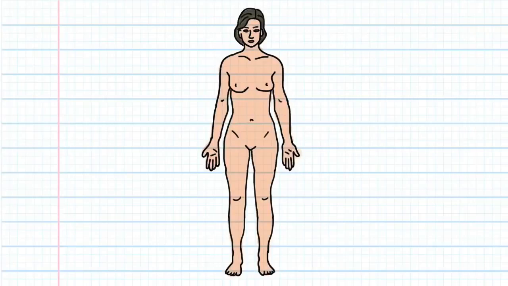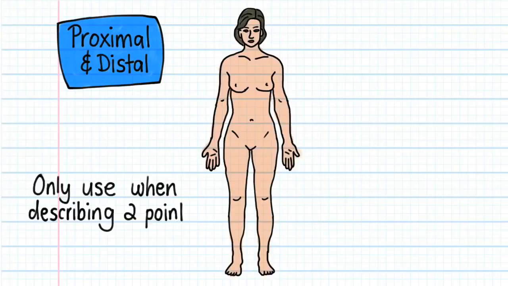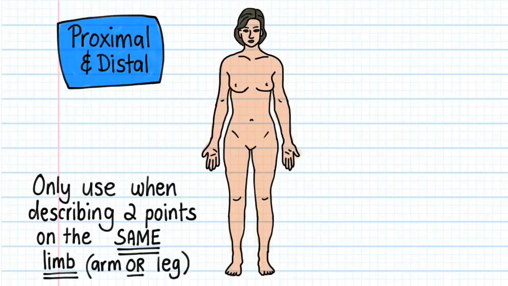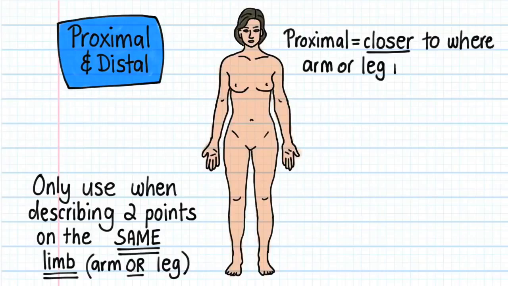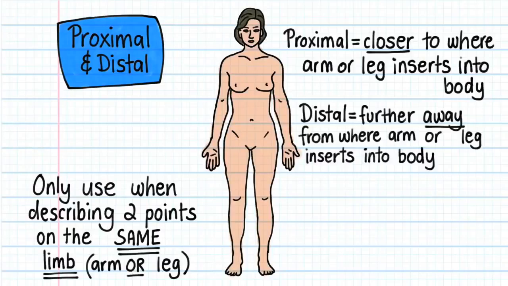Next are 2 anatomical terms that you probably haven't heard before. They are proximal and distal. These terms are only used to describe the location of 2 points on the same limb, which could be either an arm or a leg. Proximal means closer to where the arm or leg inserts into the body. Distal means further away from where the arm or leg inserts into the body. On this arm and leg, red arrows indicate proximal, whilst green arrows indicate distal.